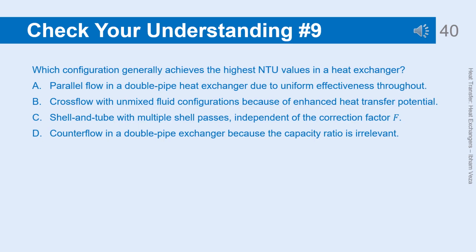This is incorrect because the correction factor F significantly impacts NTU calculations in shell and tube heat exchangers, especially for multiple passes. D. Counterflow in a double pipe exchanger because the capacity ratio is irrelevant. This is incorrect because the capacity ratio C is a critical parameter in determining NTU and effectiveness, even in counterflow configurations. Counterflow is effective, but not the highest in all cases.